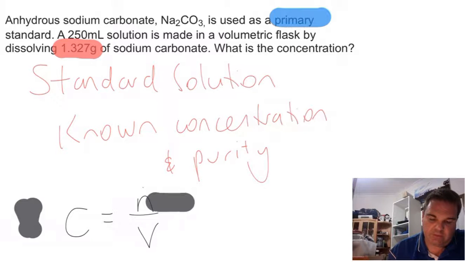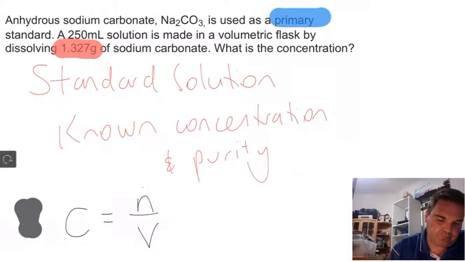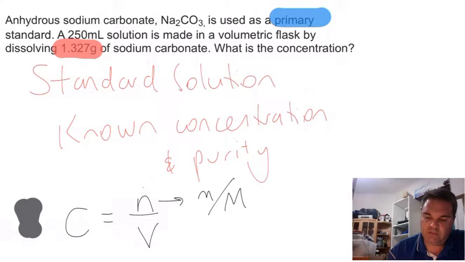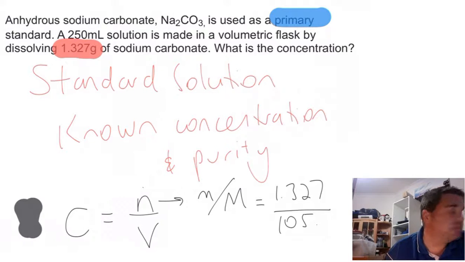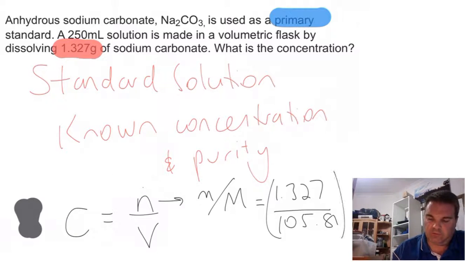So to get number of moles, we use mass over molar mass. In this case we use the mass of 1.327, and we divide that by the molar mass of sodium carbonate, which we get from the periodic table, and that is 105.81. Sorry, I just need to do the calculation there. So that gives us our number of moles of sodium carbonate.